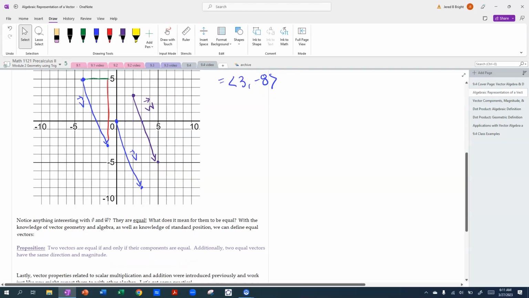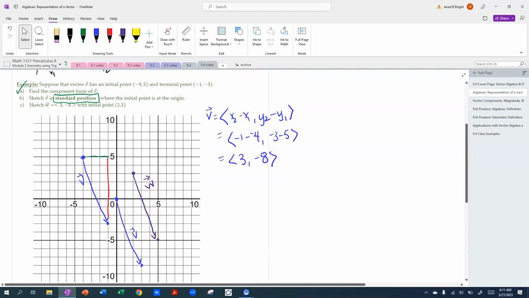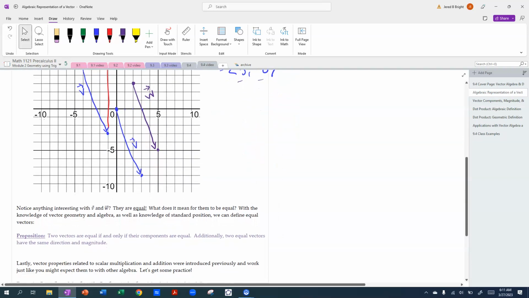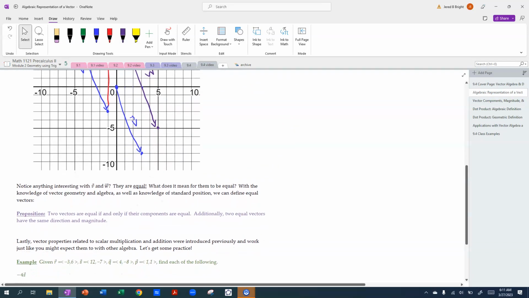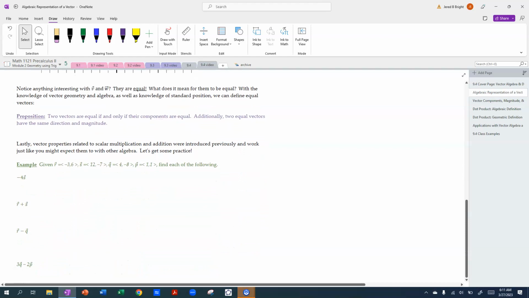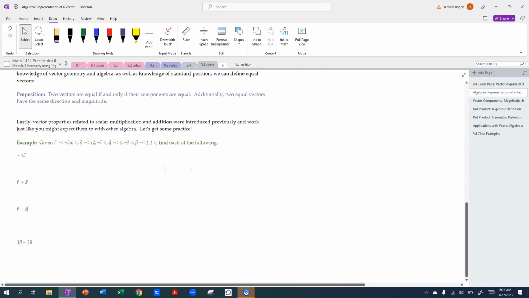Equal vectors have the same components, and if we look at the components, 3, negative 8 and 3, negative 8, they have the same components. They could also have the same magnitude and direction, and that's fine too. The last thing we want to be aware of when working with algebraic vectors is that all of our expected properties carry forward.